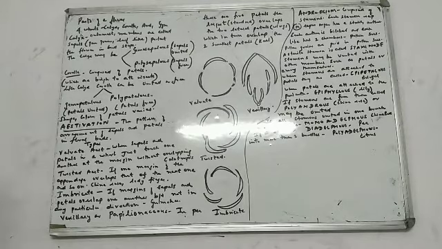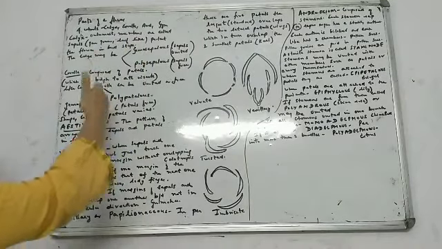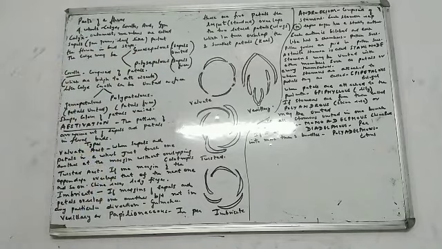Very fast, we get gamosepalous, polysepalous, gamopetalous, polypetalous. Just remember, gamo means united. So if I say gamosepalous, it's sepals united. If I say gamopetalous, it's petals united.